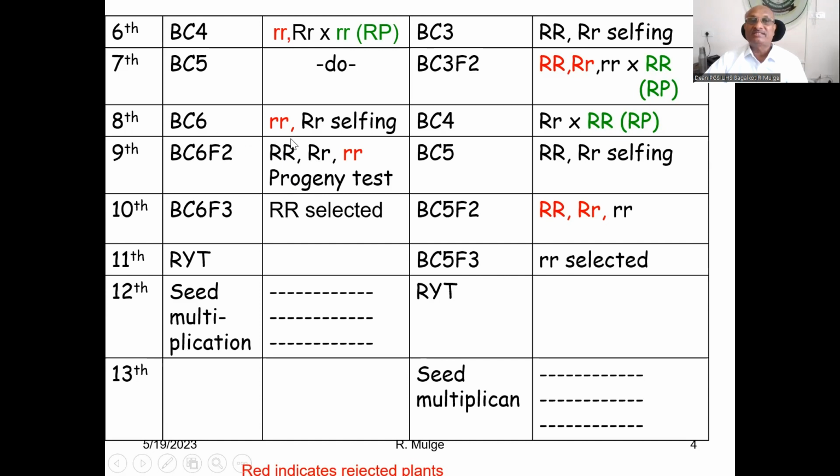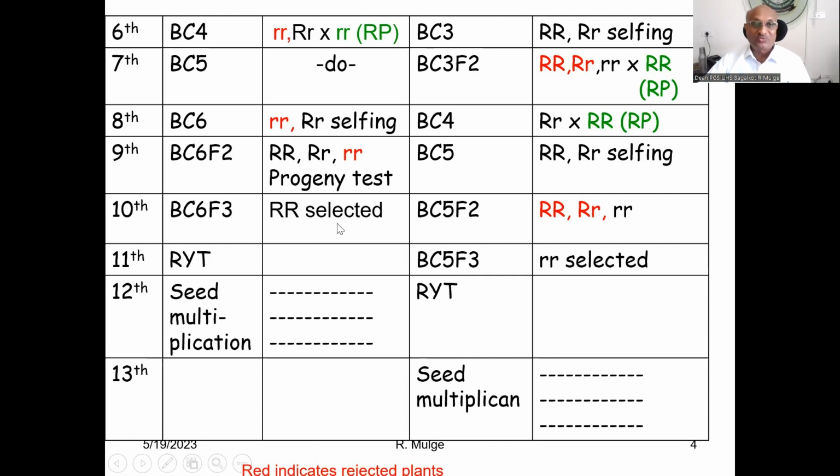If BC6, once you self, it becomes an F2 generation. And again, if you self it, progeny row after, you are carrying forward this. This is BC6 F3. So RR plants are selected here after the progeny test. You are doing it here.